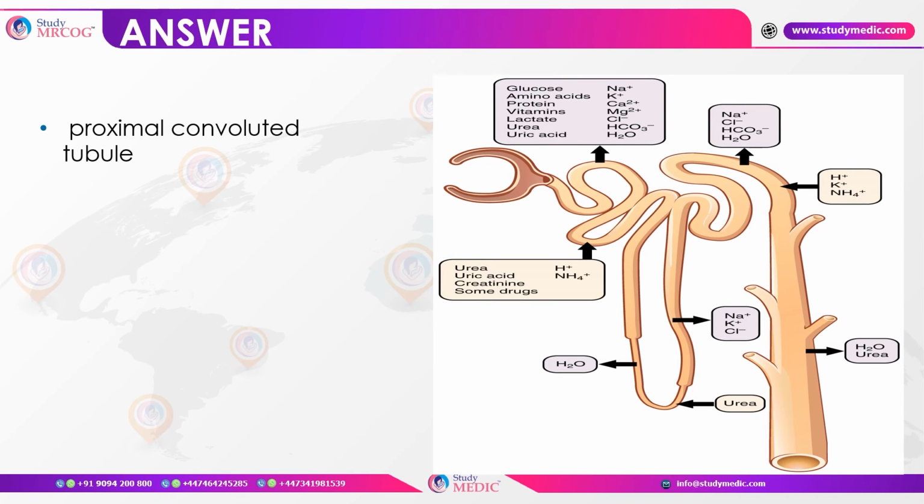So this is a representation of the various parts of the nephron and the reabsorption. As we see, the maximum reabsorption takes place in the proximal convoluted tubule, and this stands true for glucose, amino acids, proteins, vitamins, lactate, urea, uric acid, most of them. Whereas water reabsorption is maximum in the loop of Henle, and most of the filtration takes place in the distal convoluted tubule and in the collecting ducts.